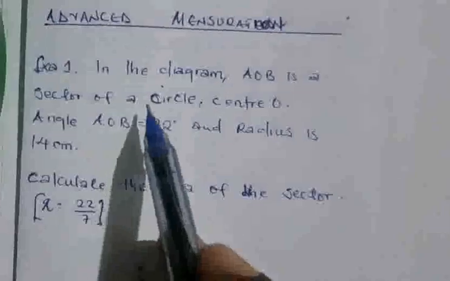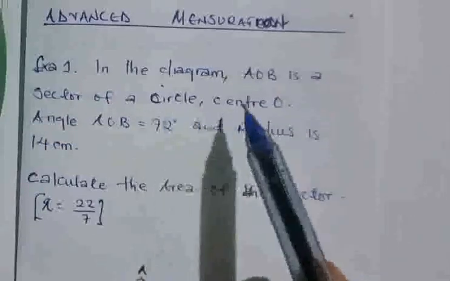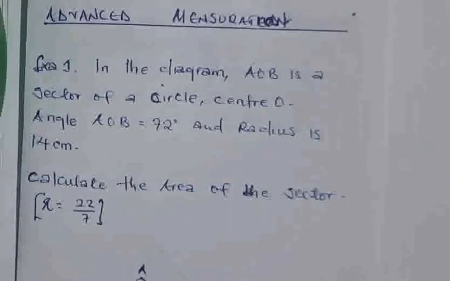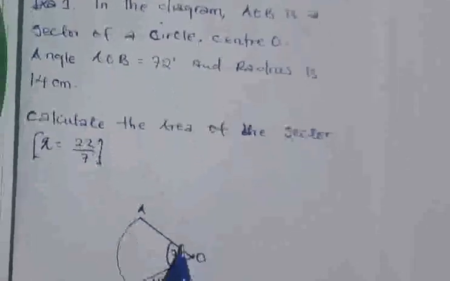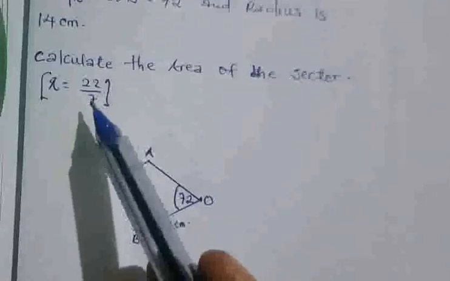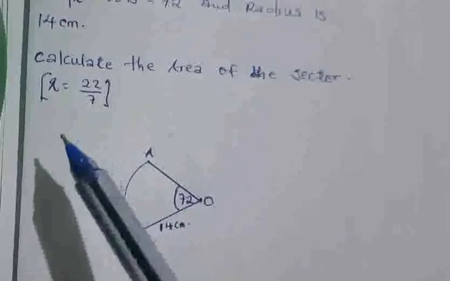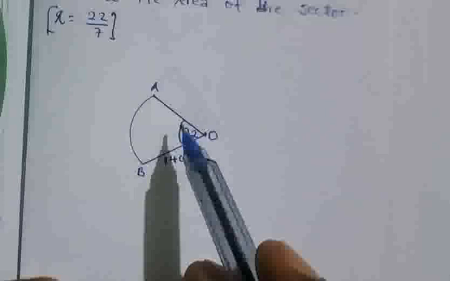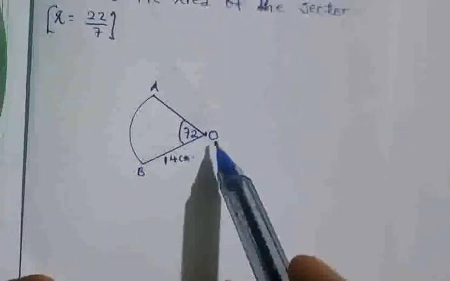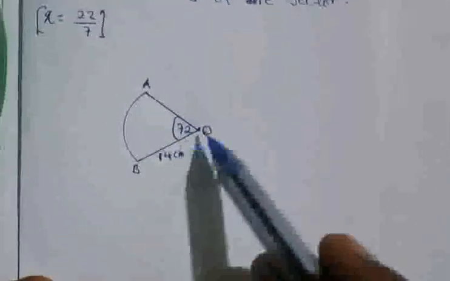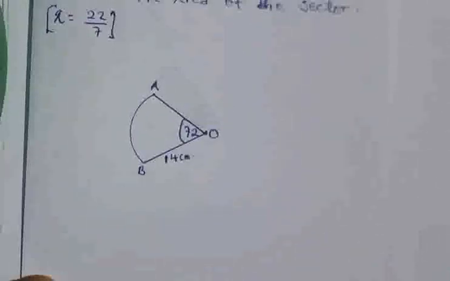The example here says, in the diagram, AOB is a sector of a circle with center O. Then angle AOB is 72, and the radius is 14. So the question is, calculate the area of the sector, taking pi to be 22 over 7. This is the diagram, a sector, of course coming from a circle with center O. We have AOB, the angle theta is 72, and the radius is 14. Do you remember the formula we discussed?